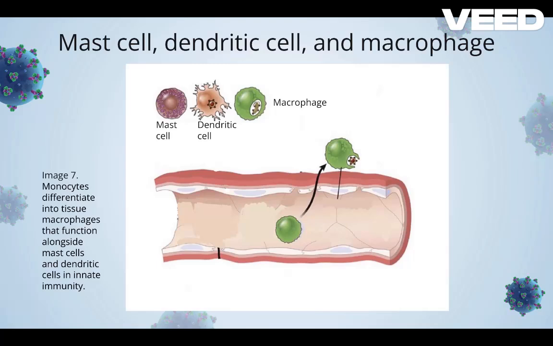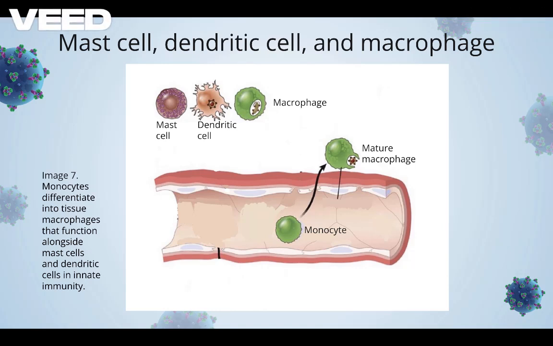Now we have the mast cells, dendritic cells, and macrophages. And so monocytes circulate in the blood and they differentiate into macrophages in tissues where they'll phagocytose pathogens and dead cells. Dendritic cells are critical antigen-presenting cells, APCs, that link innate and adaptive immunity, and mast cells reside in tissues and they release histamine and other mediators that promote inflammation.